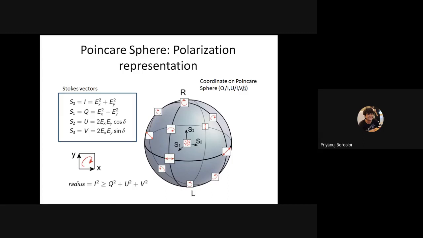The Poincare sphere, I think Sir has already explained, but any general point of the Poincare sphere is represented by these three coordinates, which are Q by I, U by I, and V by I. The radius of the Poincare sphere is the degree of polarization. So basically, all light that is on the surface of the Poincare sphere is completely polarized, and anything with a lesser radius is partially polarized.